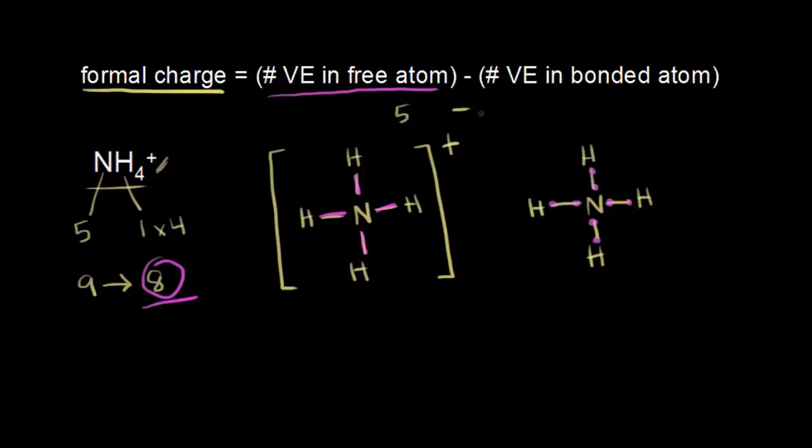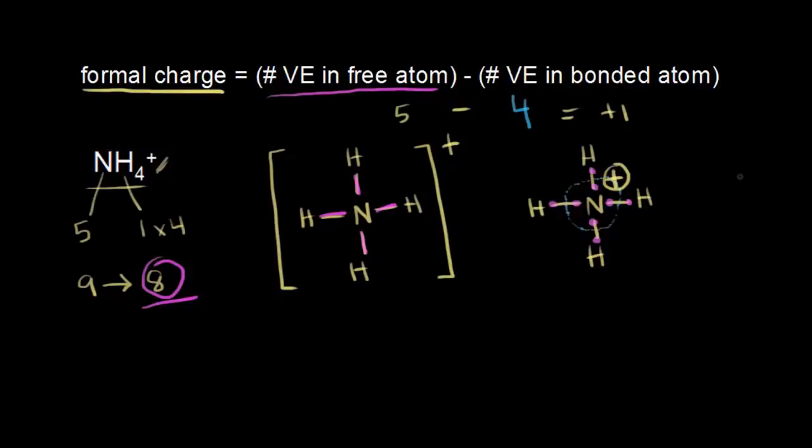From that number, we're going to subtract the number of valence electrons in the bonded atom. The way to approach that is to look at your dot structure and think about those 2 electrons in the covalent bonds. One of them we assign to the hydrogen, and one of them we assign to the nitrogen. We do that for each of our covalent bonds. Now we can see that nitrogen is surrounded by 4 valence electrons in the bonded atom. So it's 5 minus 4, which is of course +1. So this nitrogen has a +1 formal charge.